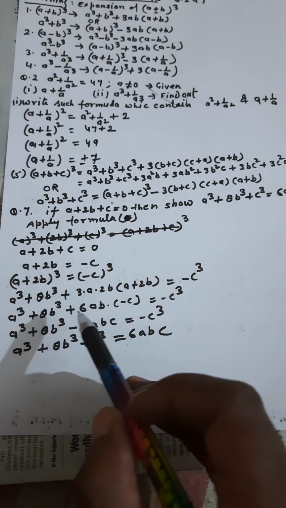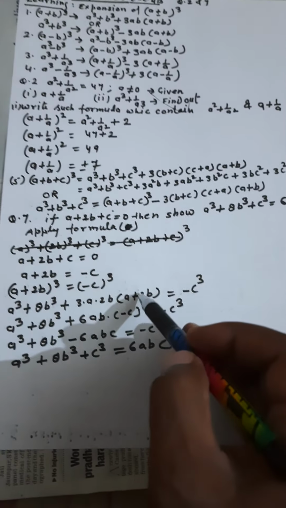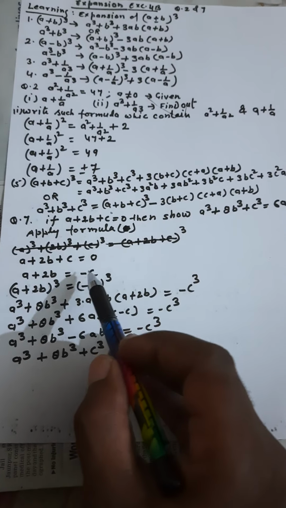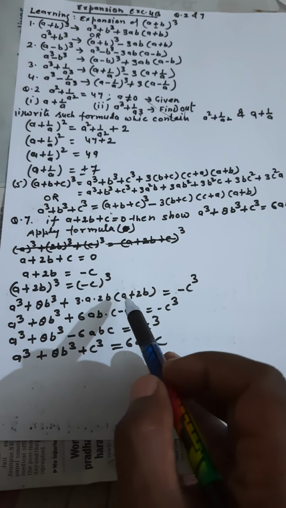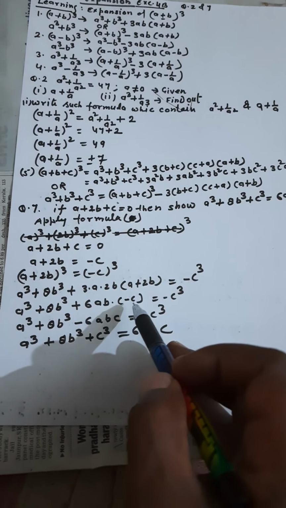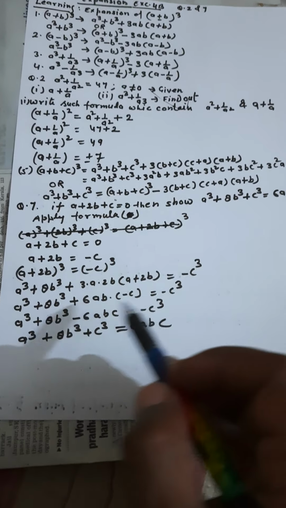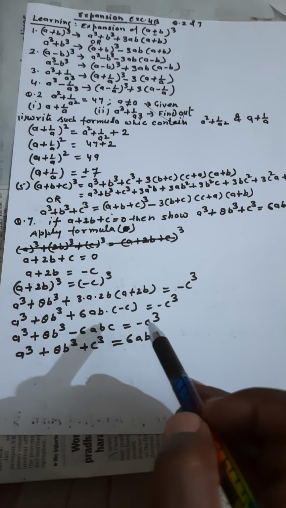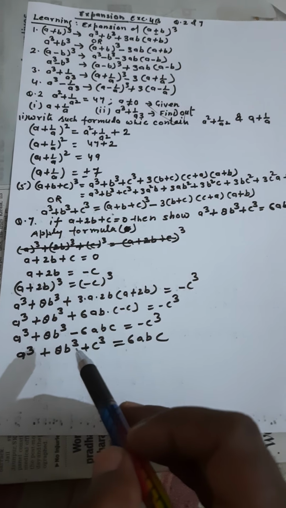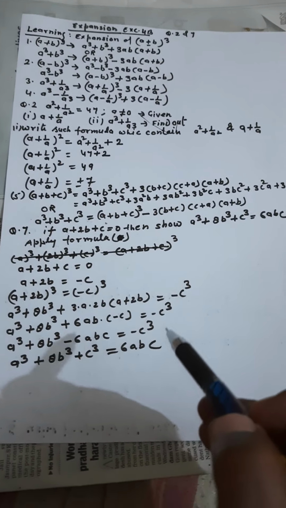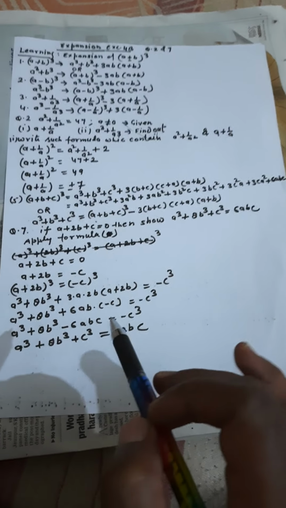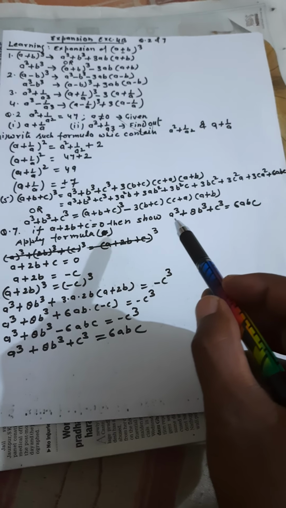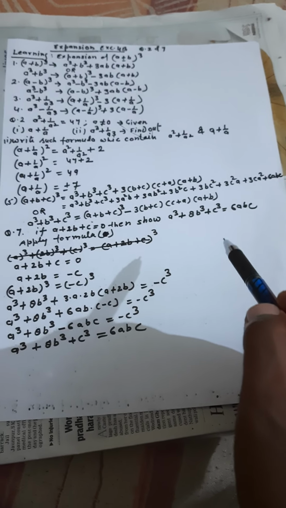Then a³ + 8b³ + 6ab(−c). a + 2b is equal to −c, you can see here. So in place of a + 2b we are writing −c, equal to −c³. a³ + 8b³ − 6abc = −c³. So a³ + 8b³ + c³ = 6abc. Hence proved. What we have to prove over here is a³ + 8b³ + c³ = 6abc. Thank you.